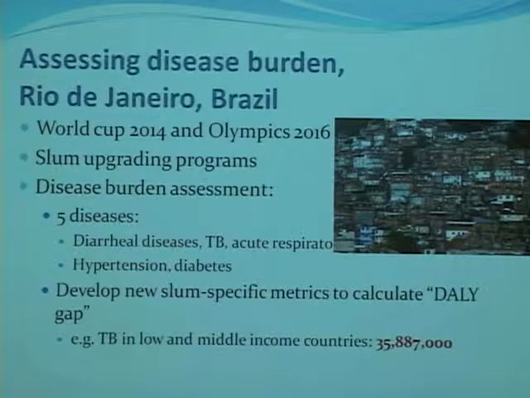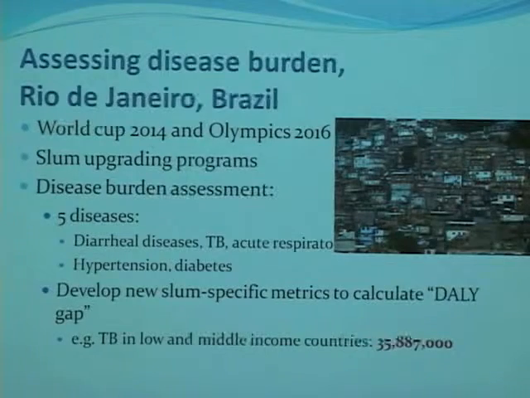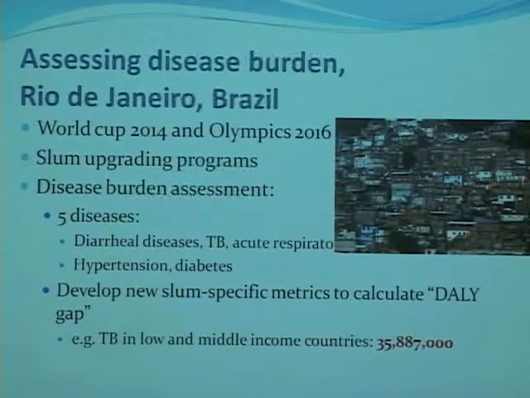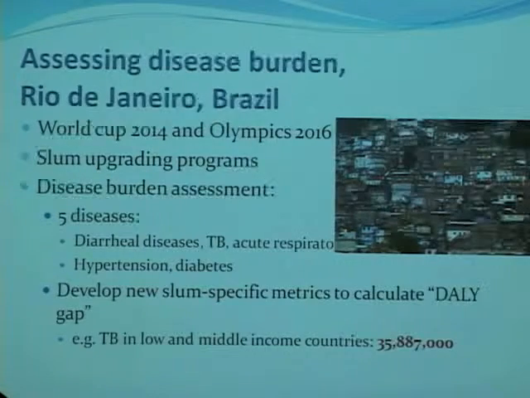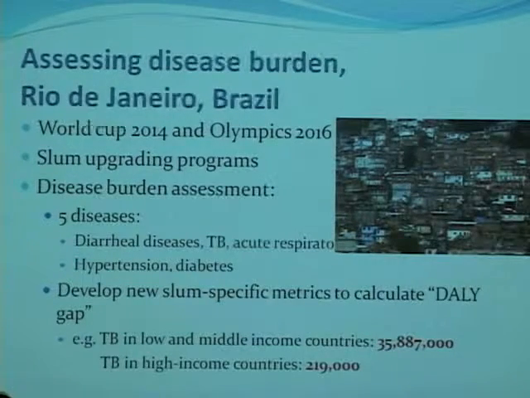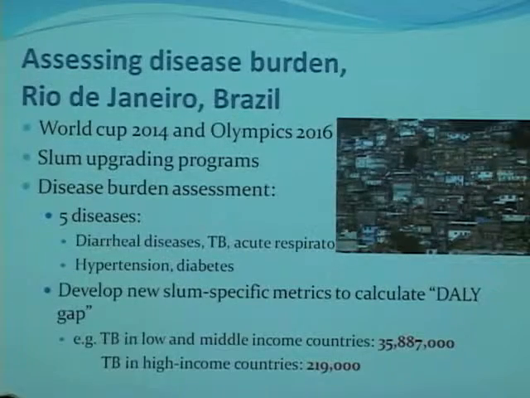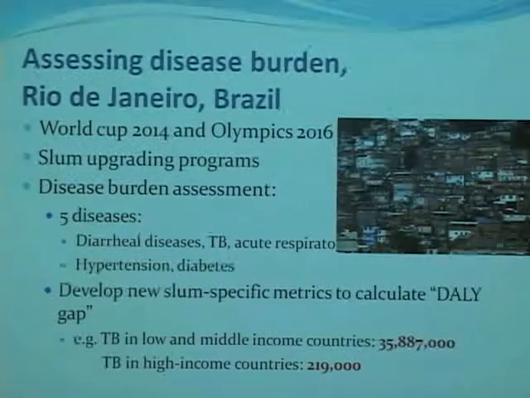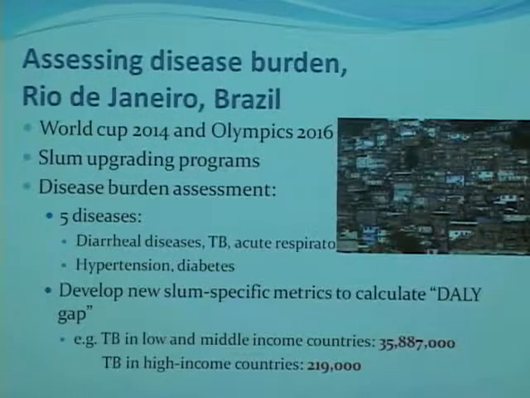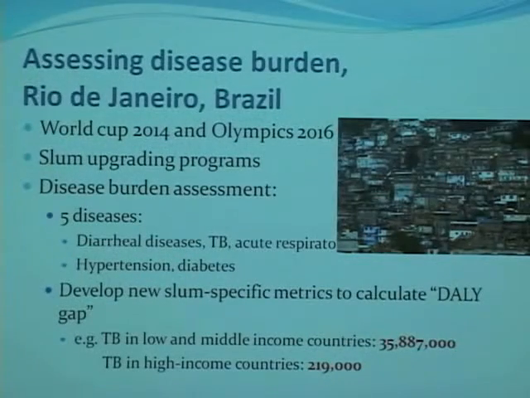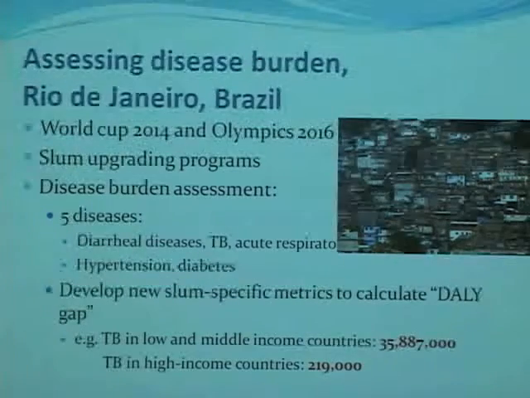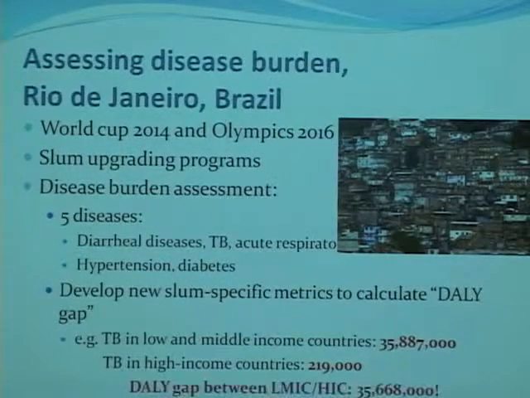So, for instance, tuberculosis has a numerical attachment, DALY, in low and middle-income countries. It's about 35,887,000. But if you look at TB in high-income countries, the number is 219,000. So there's a difference of more than 35 million. But if you look at the slums versus non-slums in those low and middle-income countries, we're also going to see a difference. And we want to measure this, what's called the DALY gap, and then see if the slum upgrading programs will decrease the gap. So it's a real quantitative way to assess disease burden. So we're just getting that started.